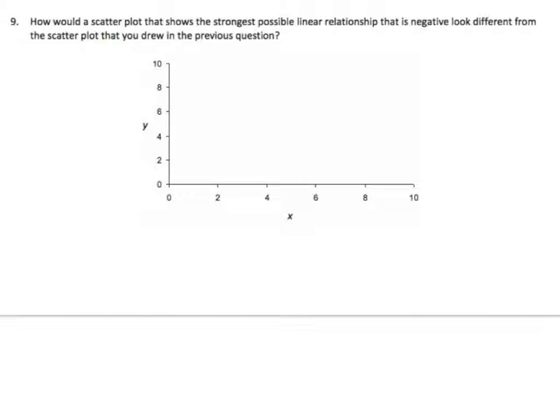How would a scatter plot that shows the strongest possible linear relationship that is negative look different from the scatter plot that's positive? Well, I would start up here, sort of trying to do the same type of slope. Yep, looks good to me. You need a line, so pretty straight with a negative slope.